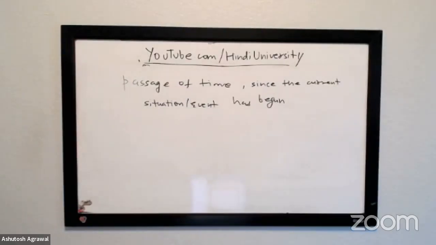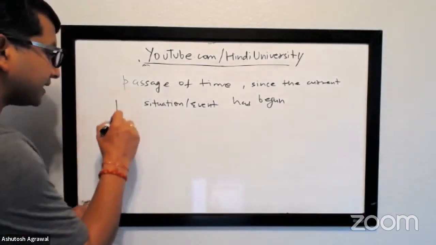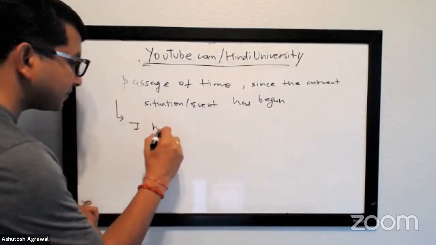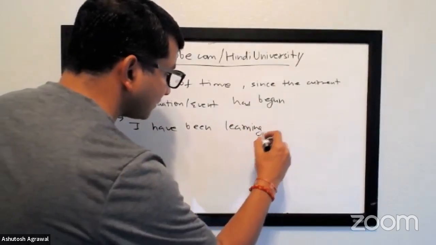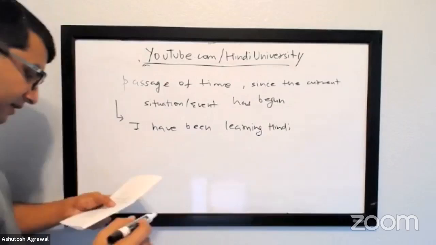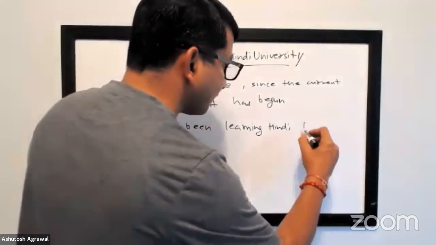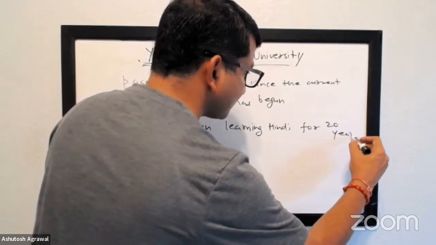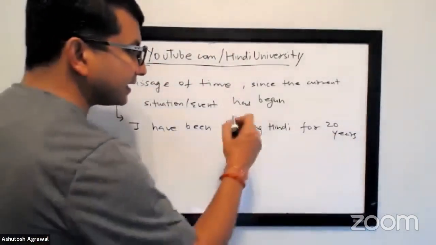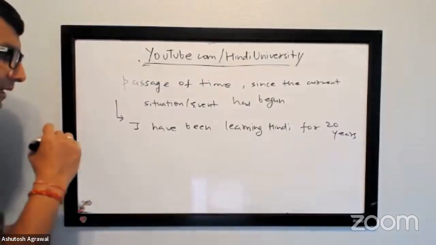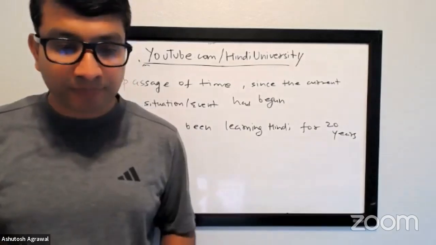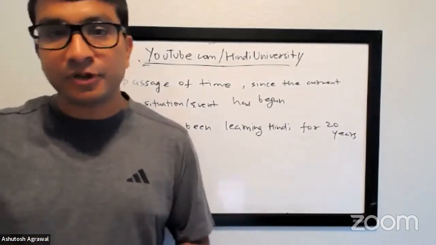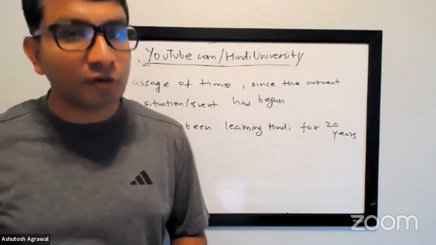The base sentence here is something like, I have been learning Hindi, I've been learning Hindi for, let's say, 20 years. So, passage of time since the event has begun. I just made it up. Whenever you have, or we've been living here for, or since 1982, you have an amount of time that has passed since the thing has started or begun.